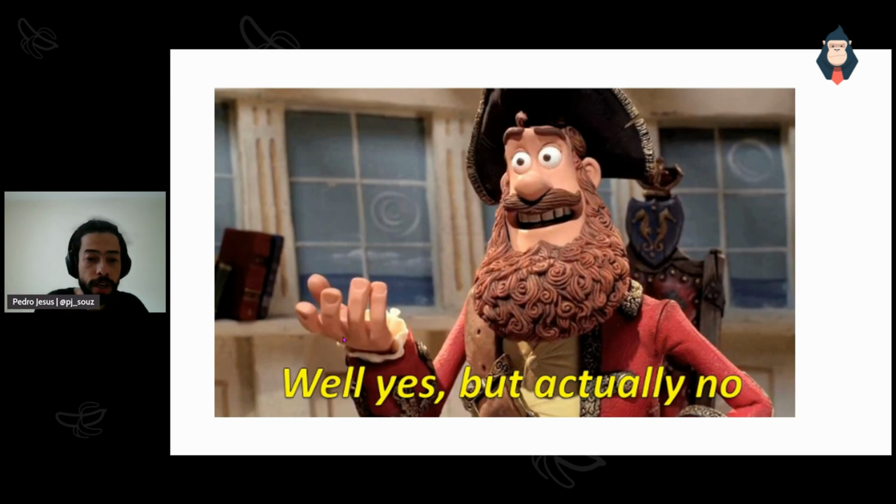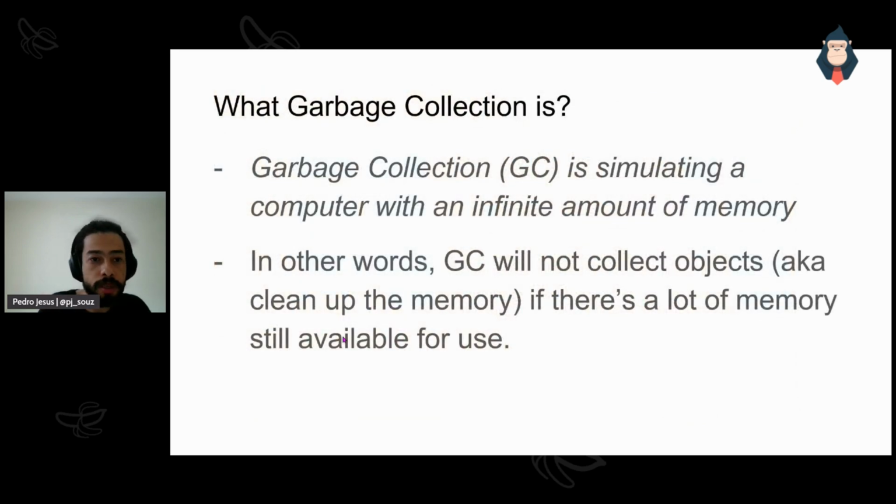So garbage collection is not actually that. The main point of garbage collection is to simulate an infinite amount of memory for your software or your application. In other words, if the garbage collector will not collect your objects, that means it will not clean up the memory if there is a lot of memory still available for use. So if you think of an imaginary computer or mobile device that has infinite memory to run your application, then garbage collection will never happen.